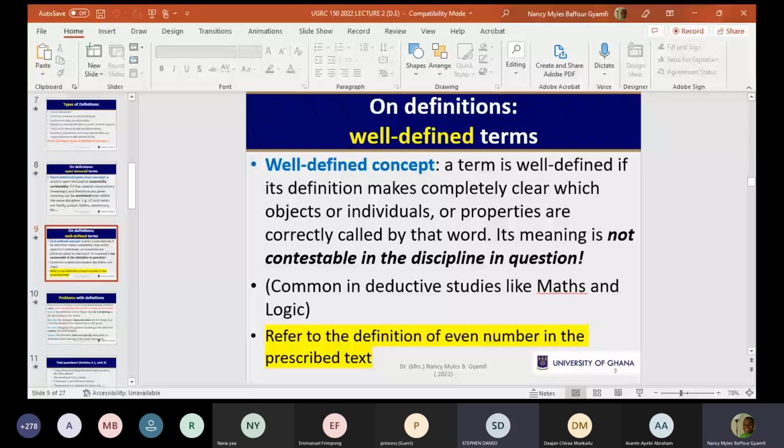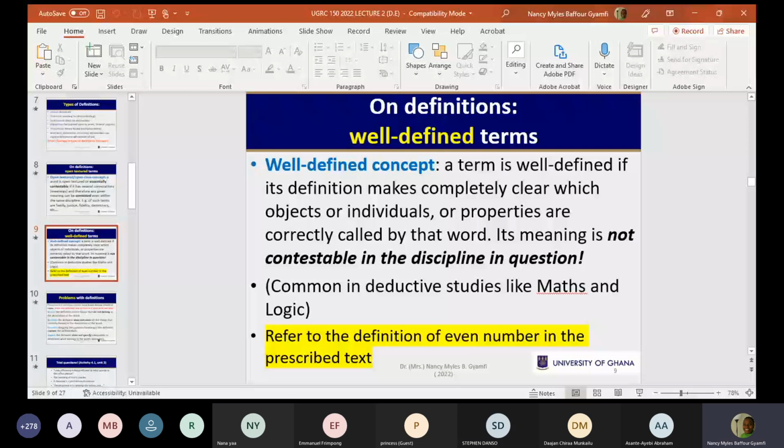A term is well-defined if its definition makes completely clear which objects or individuals or properties are correctly called by that word. Its meaning is not contestable in the discipline in question. Very good. Common in deductive studies like maths and logic. Good. And refer to the definition of even number in the textbook. Yes, okay. Thank you very much.